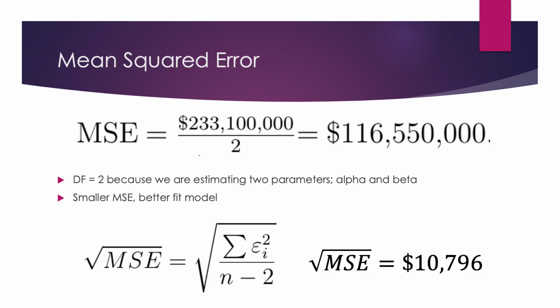So we want to compute mean squared error for our model. Now our mean squared error would be $233,100,000 divided by 2. Our degrees of freedom is 2 because we're estimating two parameters, alpha and beta. And our mean squared error would be about $116,550,000, which is a lot and doesn't really tell us a whole lot relative to the actual data that we have. So we take the square root of our mean squared error, and we get about $10,796. What you want with a regression model is a smaller mean squared error because it means that you have a better fitting model.